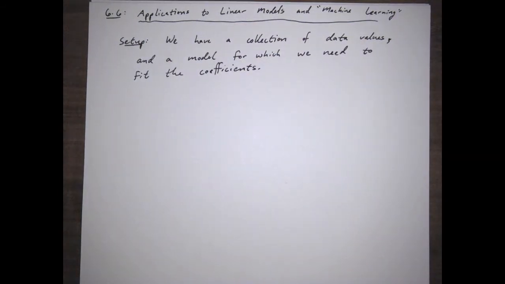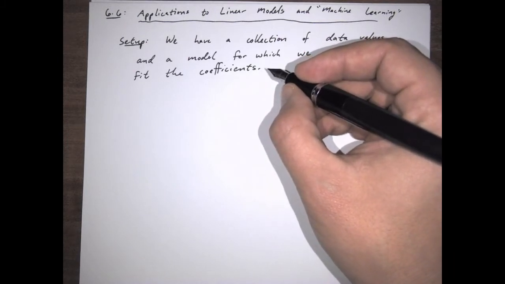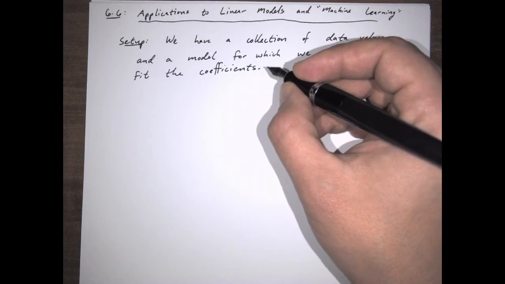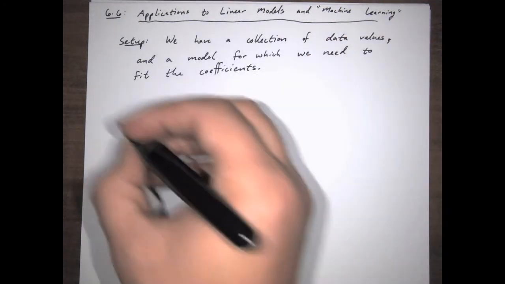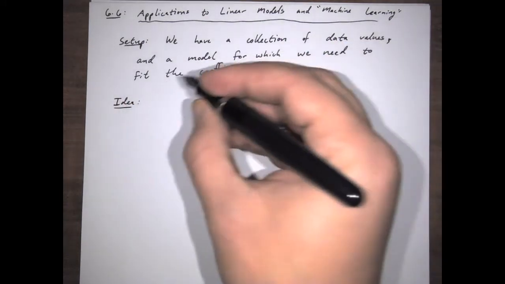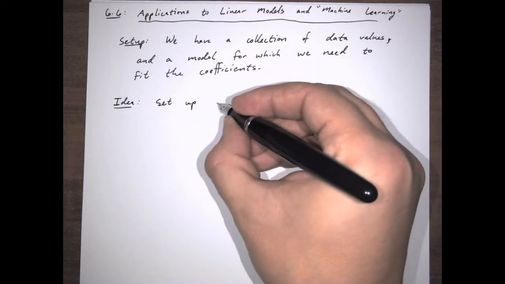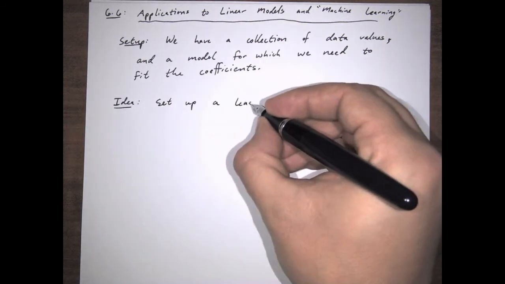Okay, so we already have an idea of what sort of model we want. That's an important part of this. You have to already have a style of formula that you're planning on using. And if you do, then what you can do is find the values of the coefficients that will fit this best according to least squares regression. So then the idea is we can set up a least squares problem.